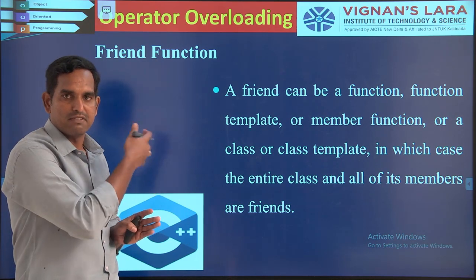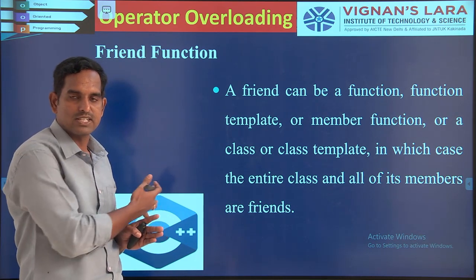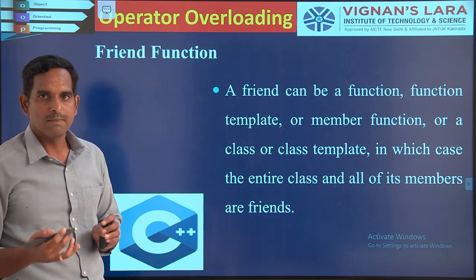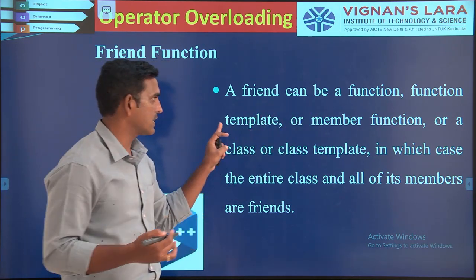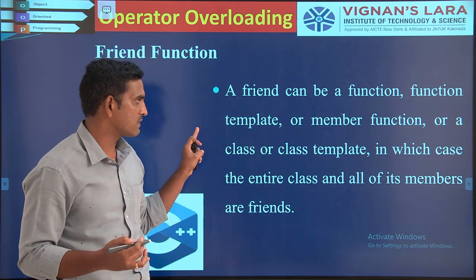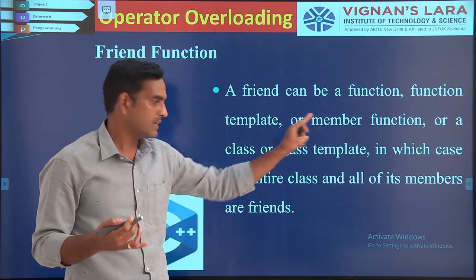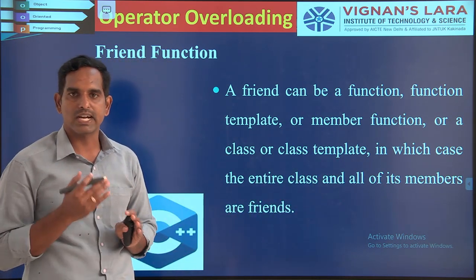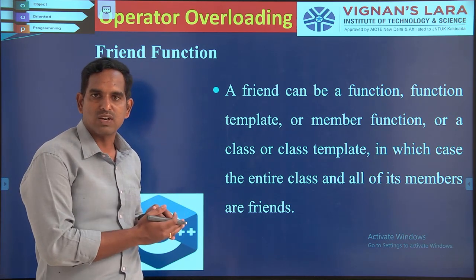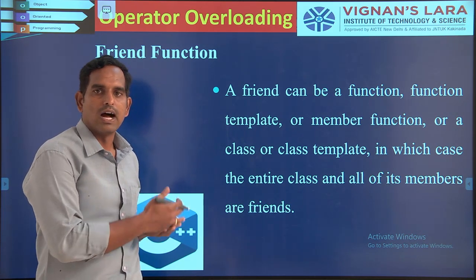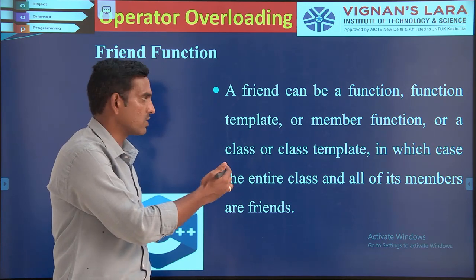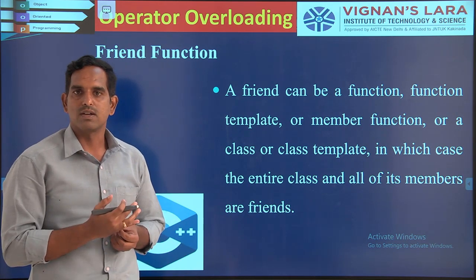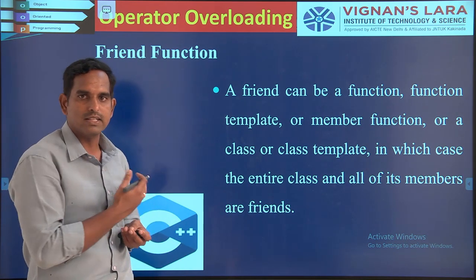As I told you, we will be having friend classes later on in this session, but for the time being, remember that whatever you are trying to declare as a friend, you can declare a general function, a function template, or a general member function as a friend, or you can declare a class or a class template as a friend. In a particular class you can declare all these things as friends.